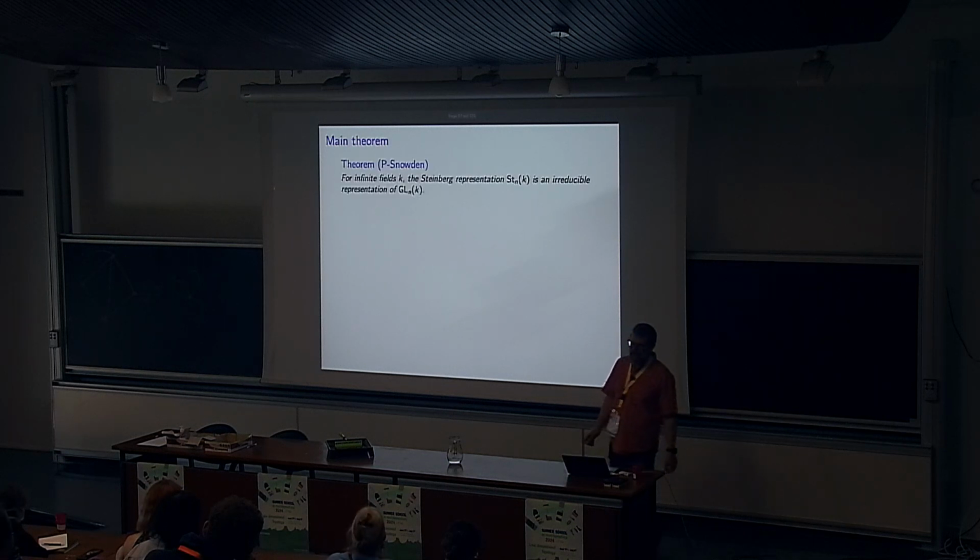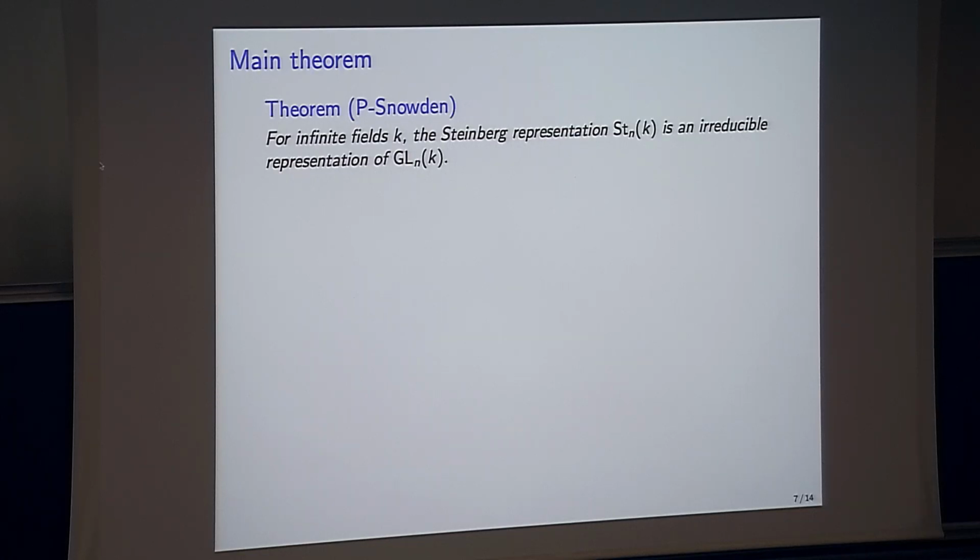I guess from that setup, there's only one theorem I could tell you, right? And so this is it. This is a theorem of myself with Andrew Snowden, which says that for infinite fields K, the Steinberg representation St_n of K is an irreducible representation of GL_n(K). So this works for any infinite field. And so we now have a complete theorem. But in fact, it's more general than that.